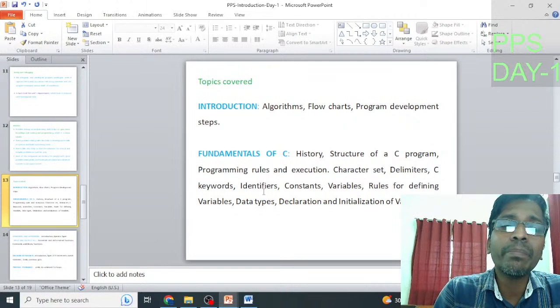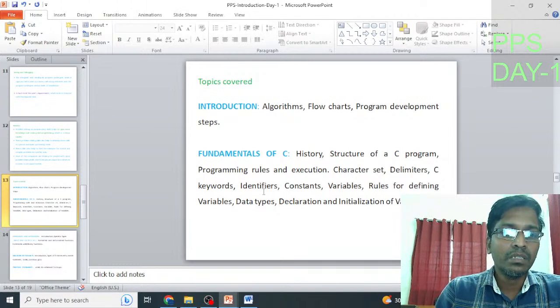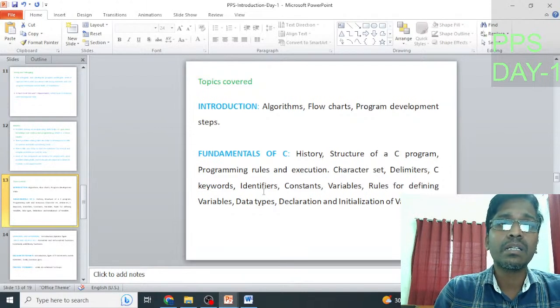So next one is topics. What are the topics I covered in this entire session? In this 30 day program, what are the topics I covered? First I covered algorithms. In problem solving, I covered algorithms: what is an algorithm? And after that I am going to cover what is a flow chart and what are the programming development steps which are involved in developing a program.